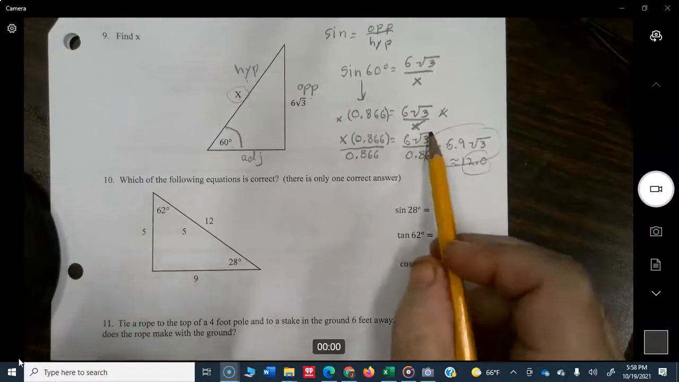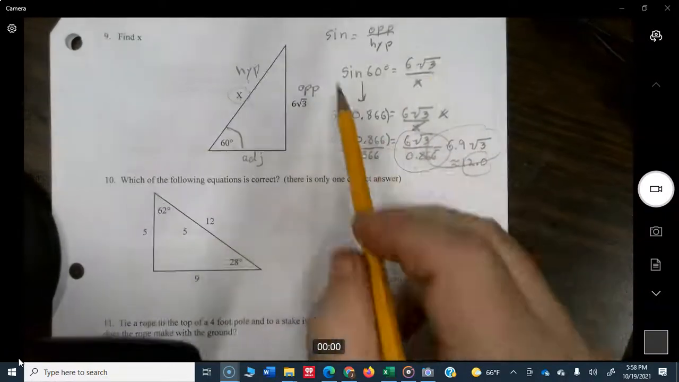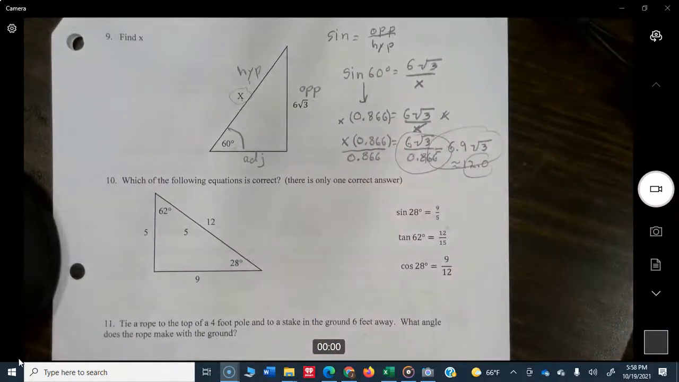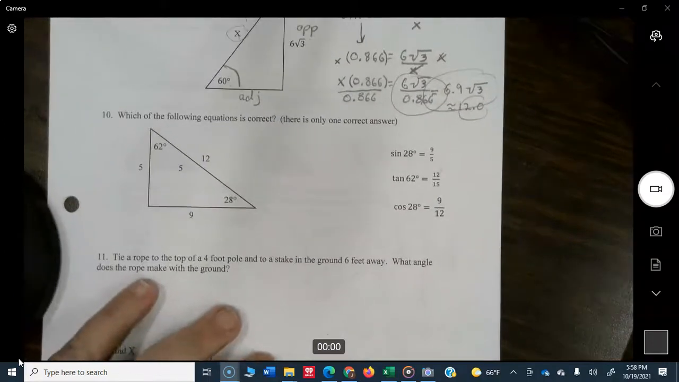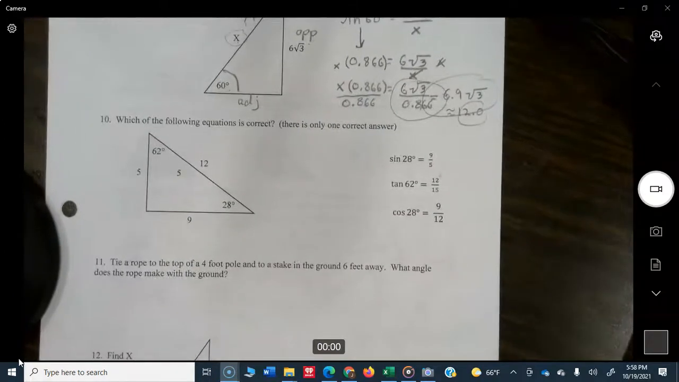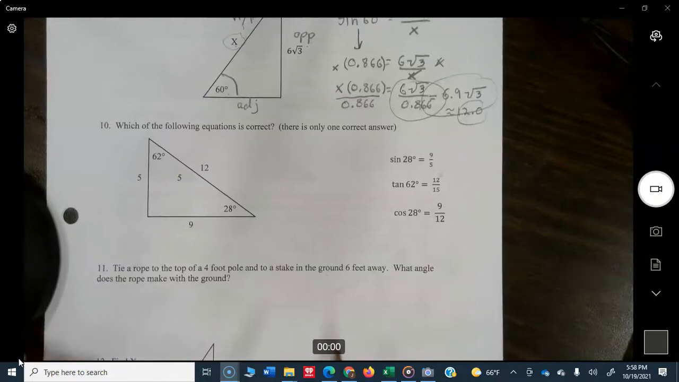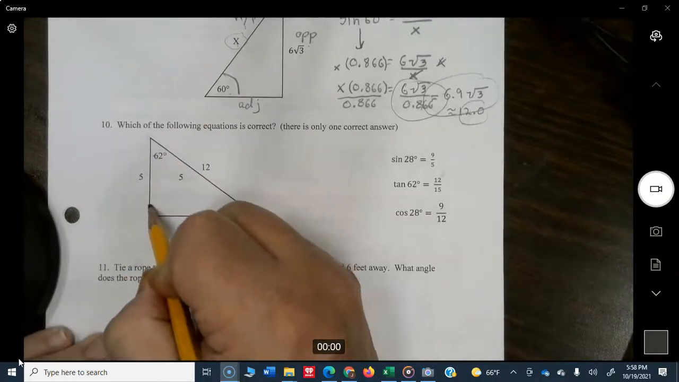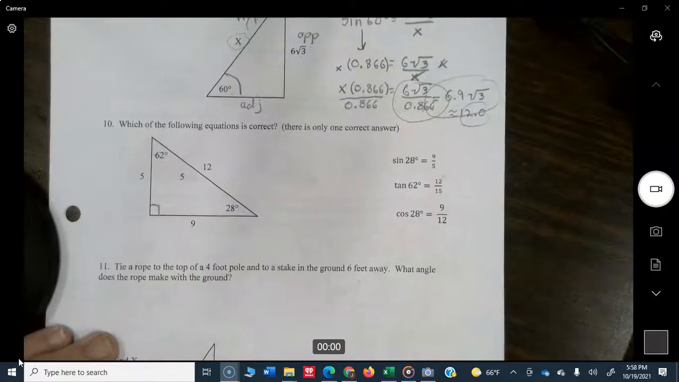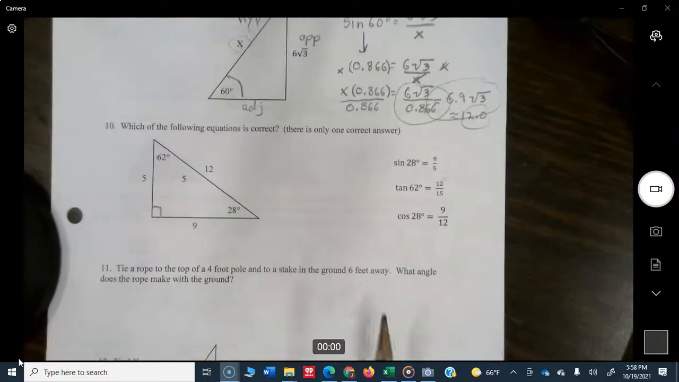I just want to see that you know how to do this part. That's really what I'm looking for. All right, let's keep going. Which of the following equations is correct? You've got two angles here. This, of course, is a right angle, a 90 degree angle, and you have 3 sides. Basically only one of these is correct.